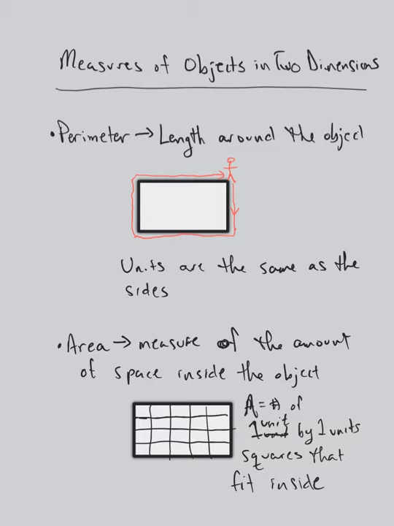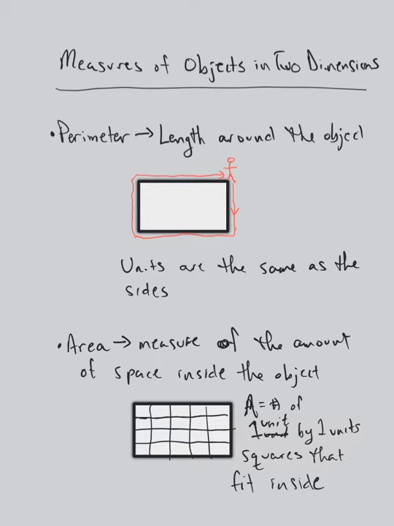If you're wondering what this weird phrase, 1 unit by 1 unit, is, it's because we measure in different kinds of units, like inches or feet. If my sides are in feet, this would be the number of 1 foot by 1 foot squares that fit inside. If my sides were measured in centimeters, then the area would be the number of 1 centimeter by 1 centimeter squares that fit inside. So that's the reason for that strange terminology.